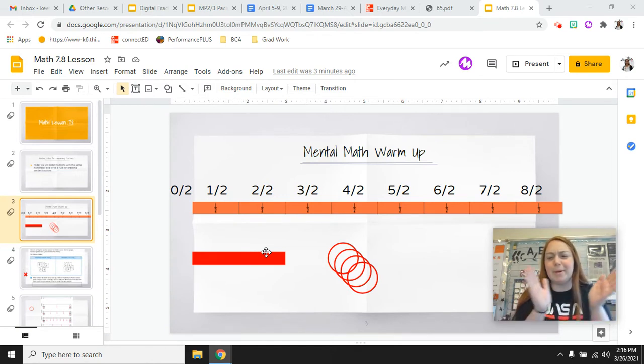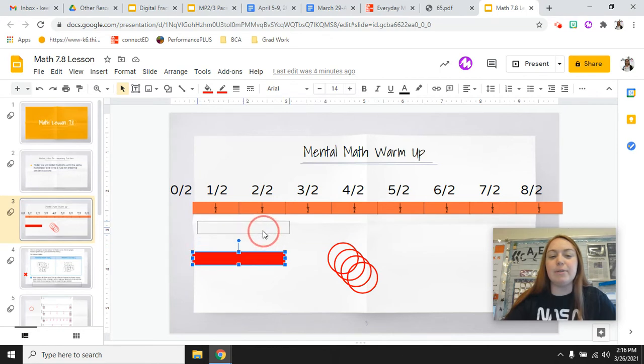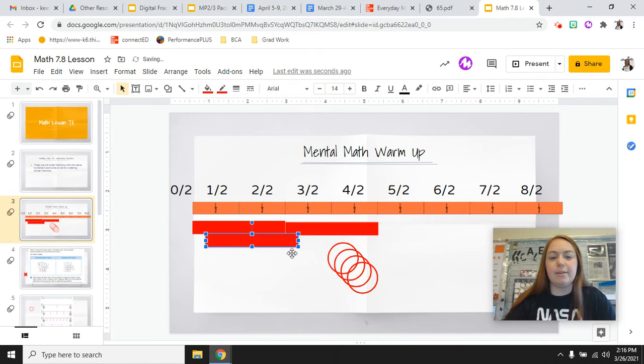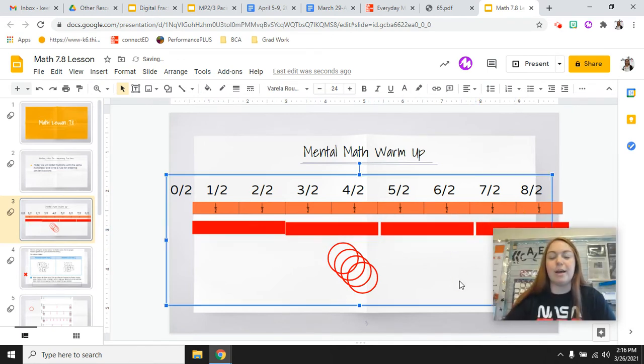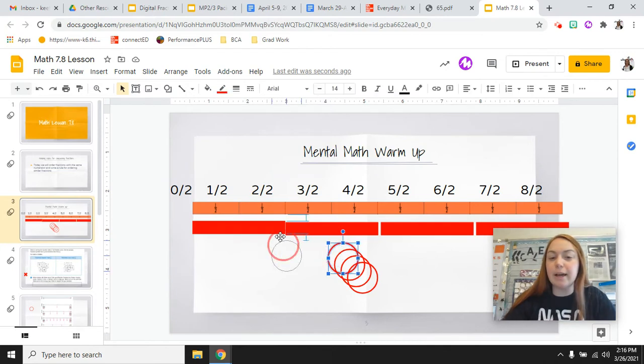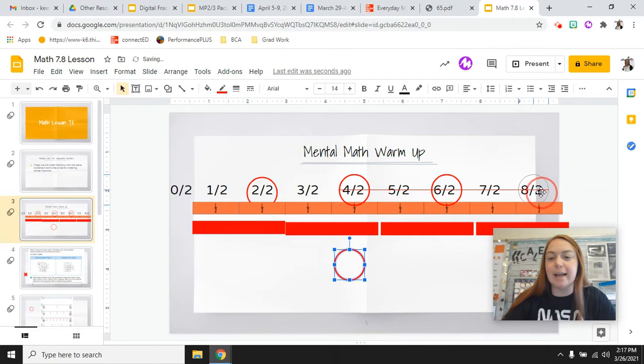Clap. That was a weak one. There we go. 8 halves would be 4 whole numbers. So you can see here, if I would duplicate this, I could go here and then here, a little sloppy here, and then our last one. So that shows there are 4 whole numbers from 0 halves to 8 halves. And what were the ones that we clapped on again? It was 2 halves, 4 halves, 6 halves, and 8 halves.